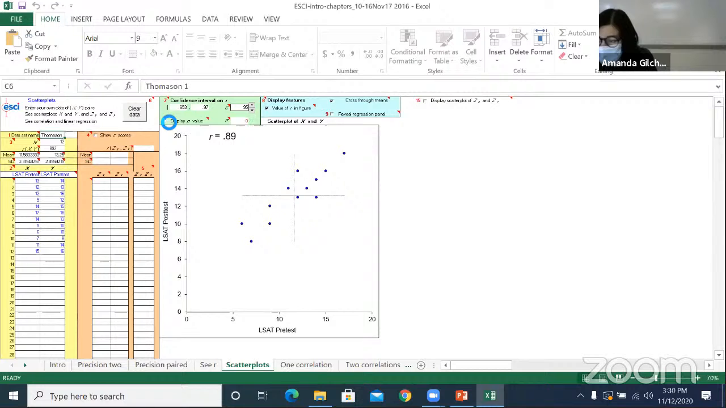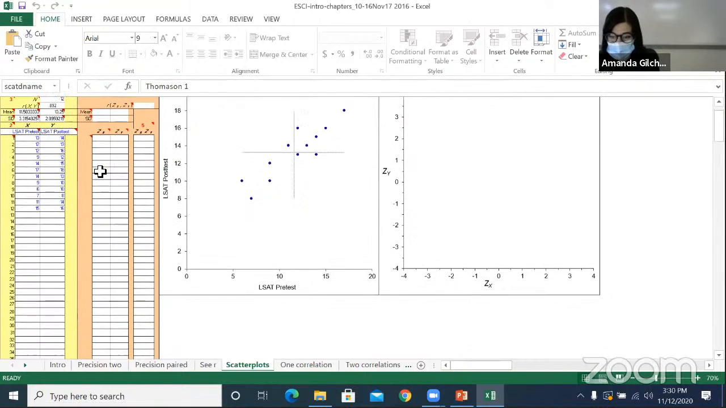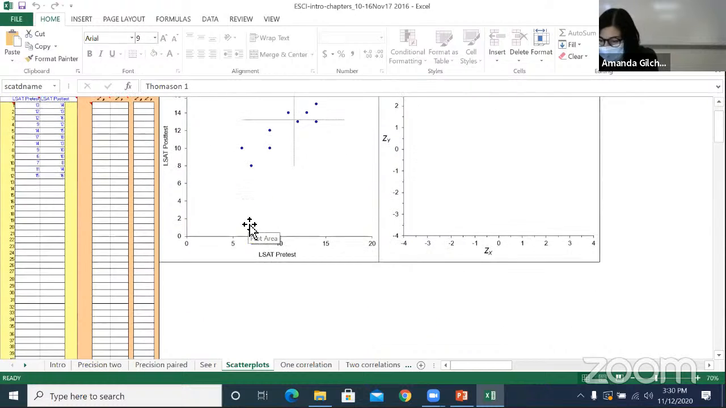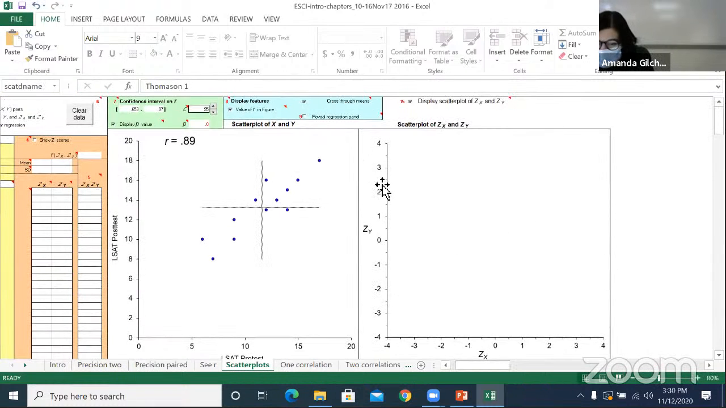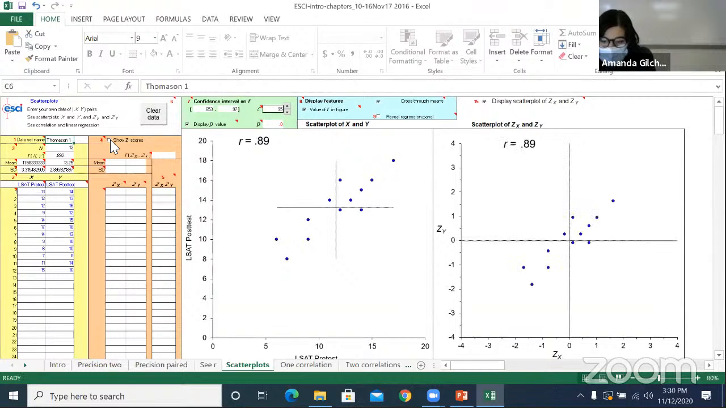We want to display our p-value, and we can also do a scatter plot of z of x and z of y. Why aren't you calculating it? What's going on? Let's see. Enter your own data. Oh, here we go. I have to click show z-scores.